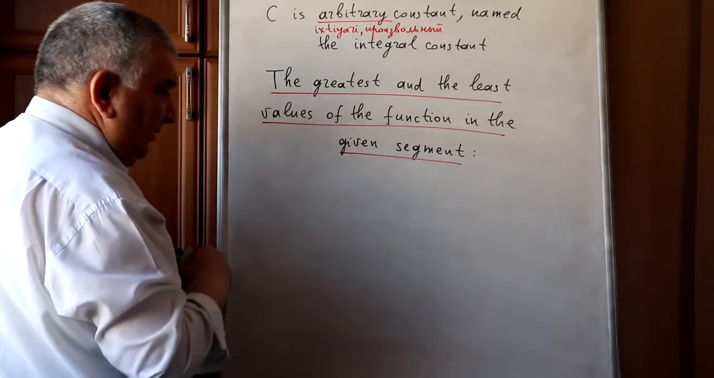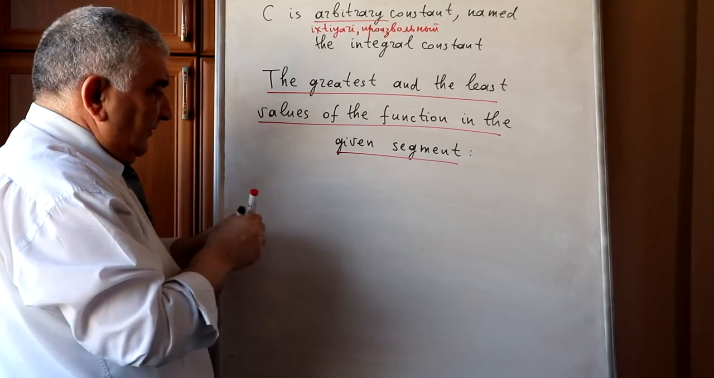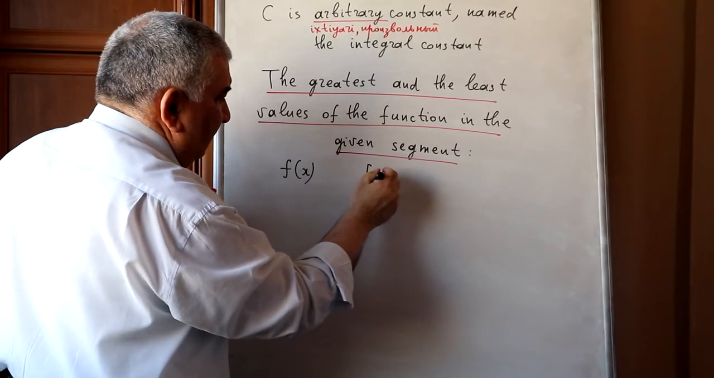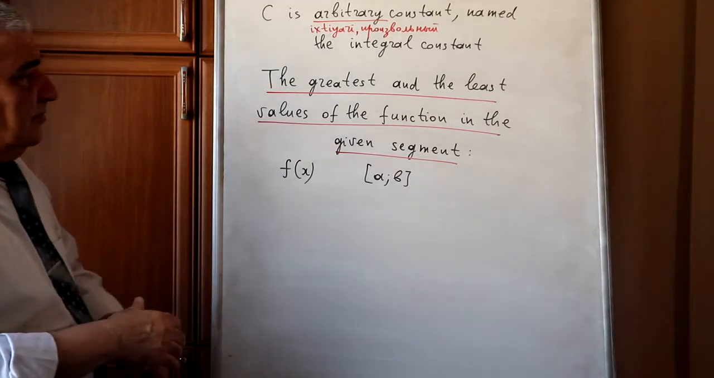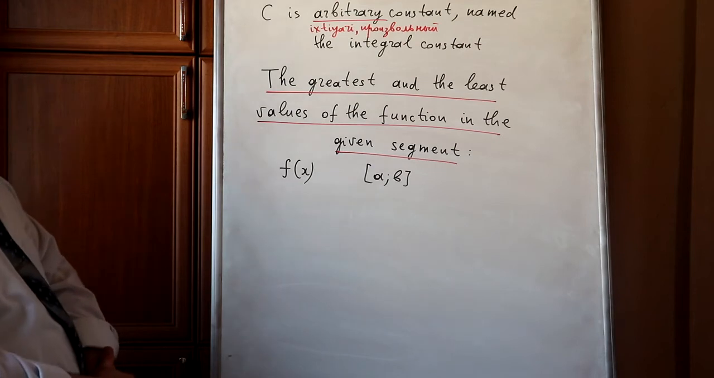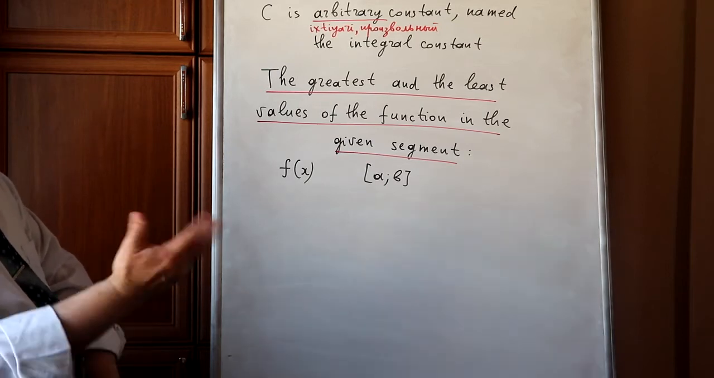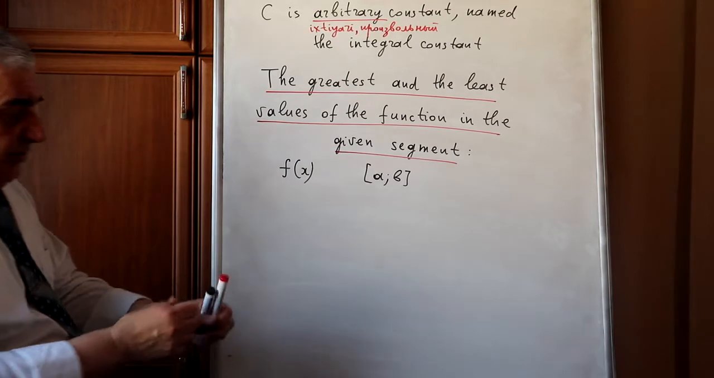We must find the greatest and the least values of the function f of x in the segment AB. The process of finding the greatest and the least values of the function in the segment consists of several steps, and in the first step we must find all possible critical points.